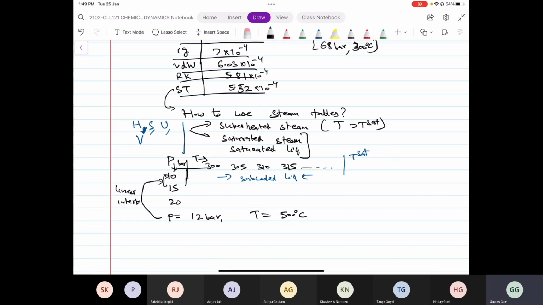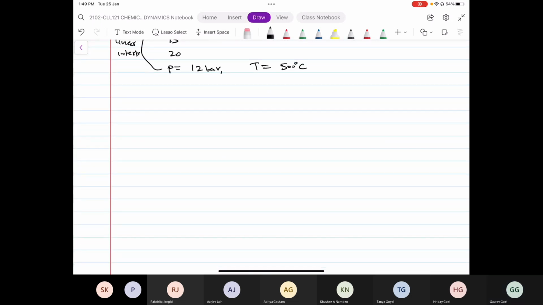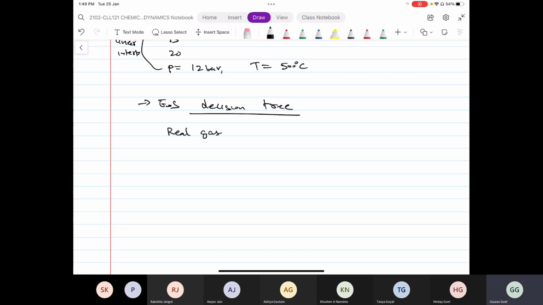Okay. So the last thing I want to take up today is again one of the homework problems, the equation of state decision tree, so to say. That is how to decide which equation of state to use. Some hints have been given in the lecture class also, but let us try to summarize those details. So let's say the fluid of interest is a real gas. For pure real gases, what are my options?